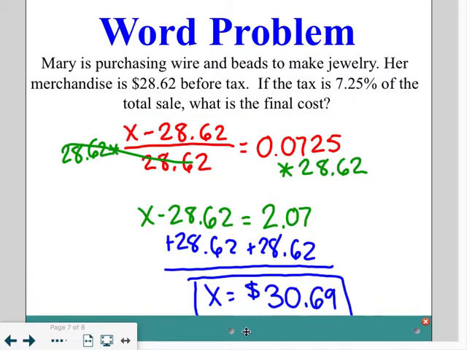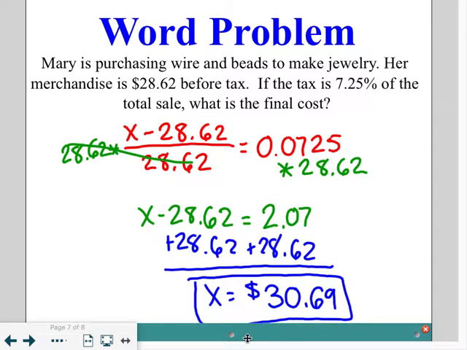In this case, you were missing the final value. It says 2862 was before tax, so that's our original. We were looking for the final cost. So the variable goes in place of the final value, and you should have gotten $30.69.